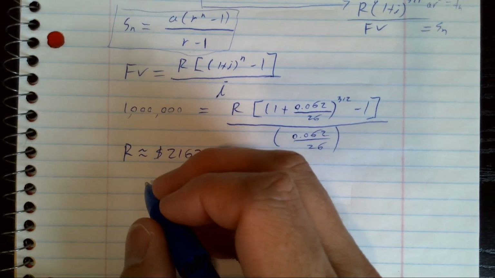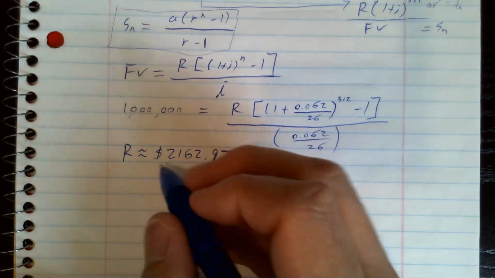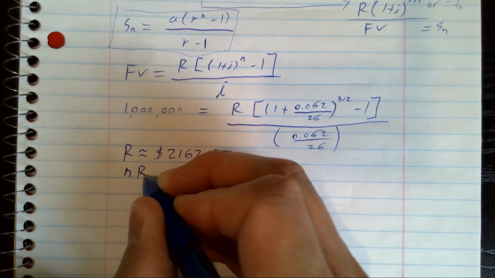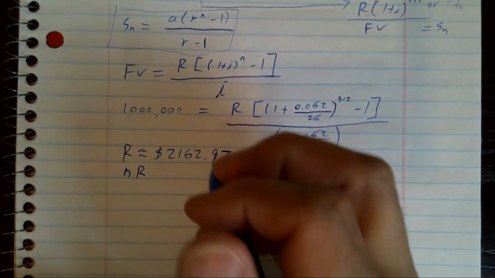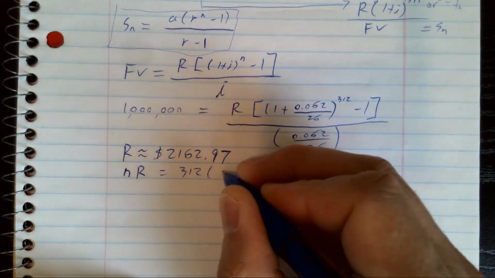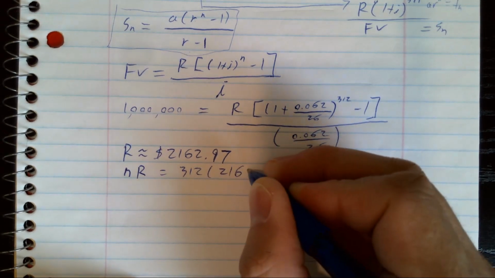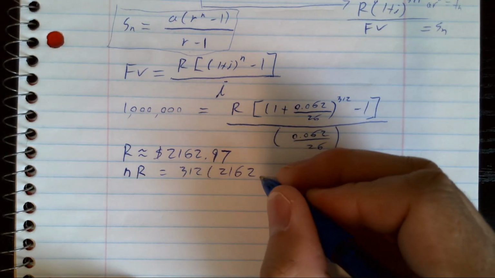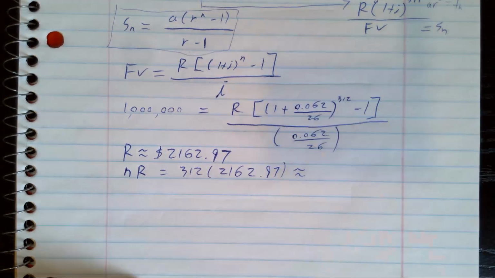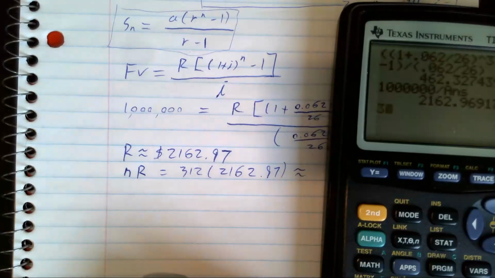Right? So a quick way to check the reasonableness of this answer. This person made n payments of R. They made it into a compound interest fund though. So they made 312 payments of about, I am rounding off here to the nearest cent, $2,162.97. Right. The reason why I call this the shoebox or the mattress number sounds a little weird.